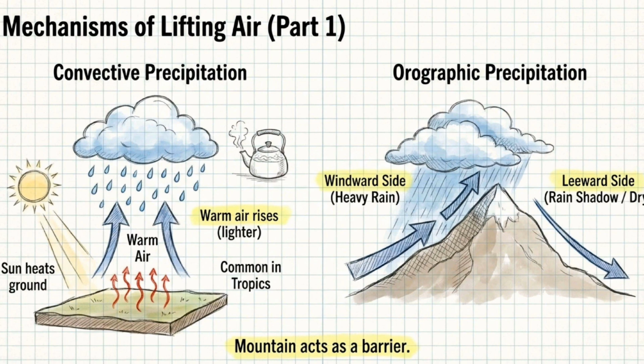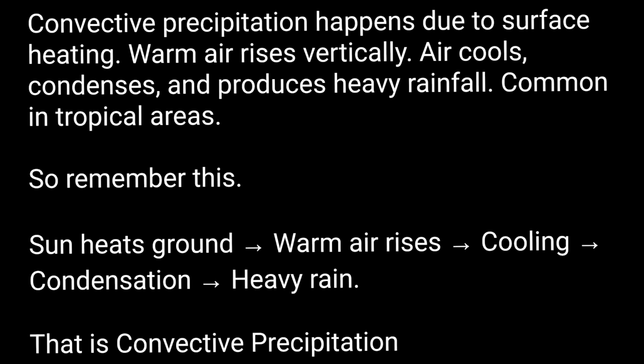Usually these are tall cumulonimbus clouds. Inside these clouds, droplets combine and become bigger and heavier. And when they become too heavy to float, they fall as rain. And because the rising air is strong and vertical, the rainfall is usually heavy and short duration. That's why you see sudden afternoon showers in tropical regions.